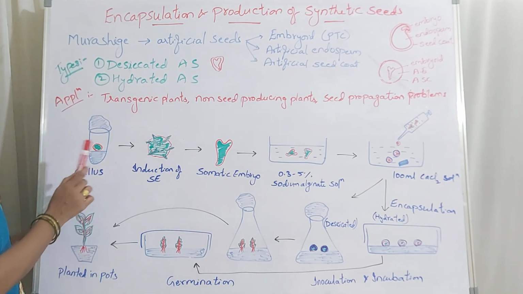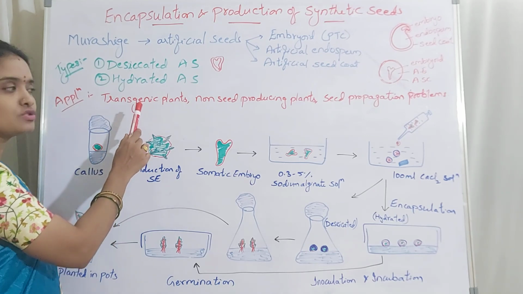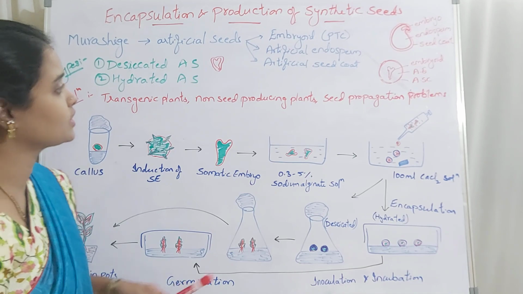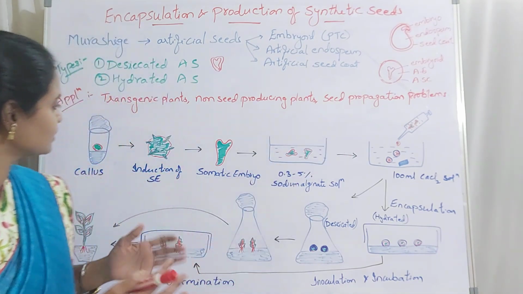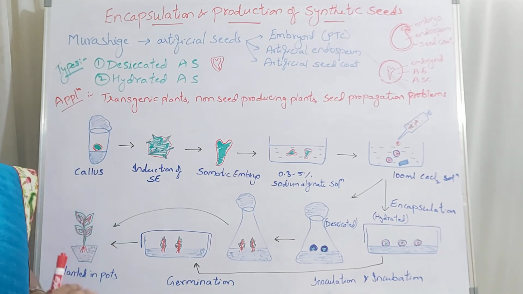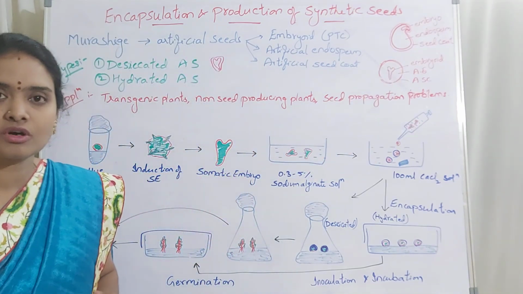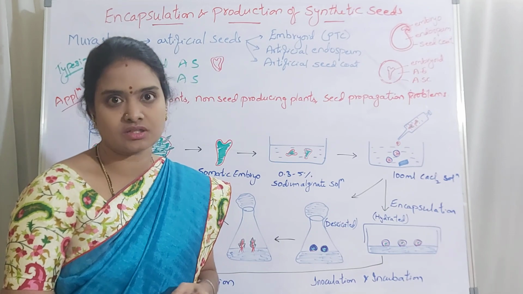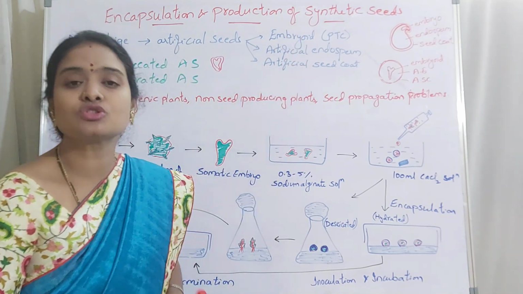So first you are going to select the plant. See, either if you want to produce a transgenic, or you can select the plant which doesn't have seeds, or you can select the plants which have seed dormancy. Right? So select one plant like that. Then you are going to take the somatic cell. See, unlike in the natural process, we are not making use of any ovules or pollen grains. There is no fertilization here. We are producing the embryoids by using somatic cells.